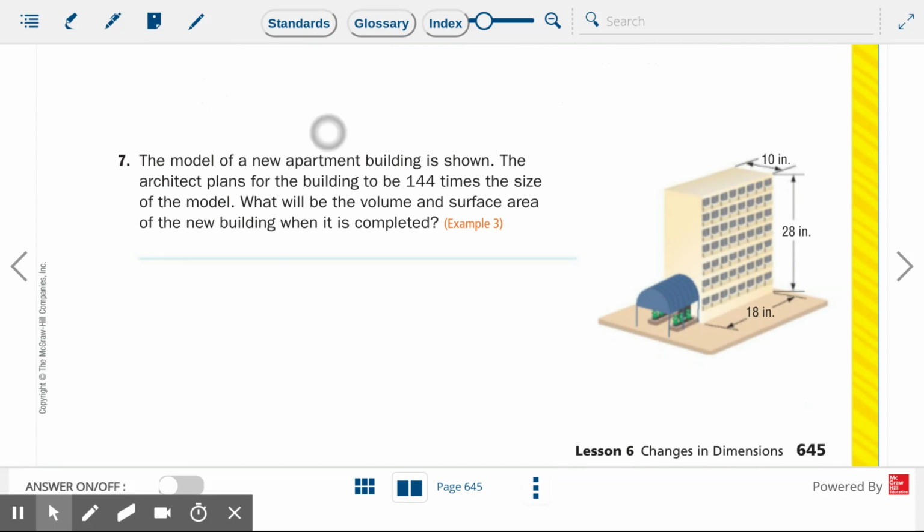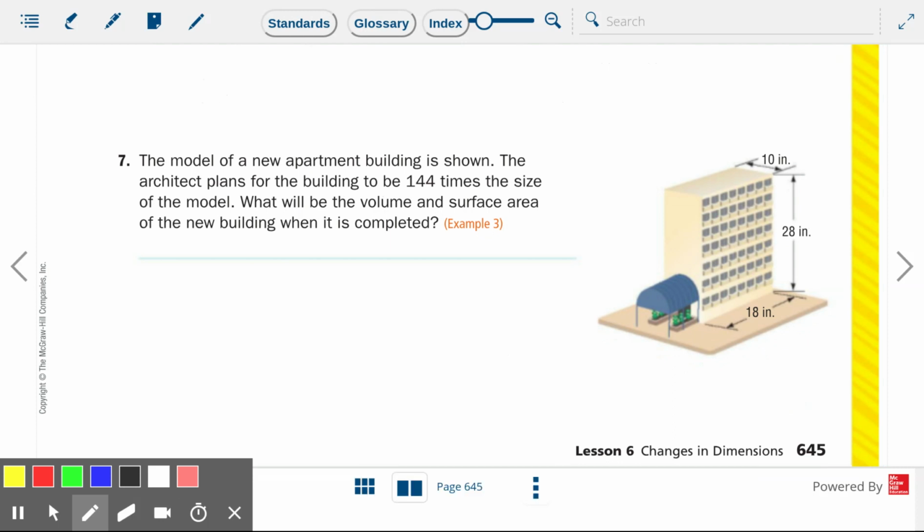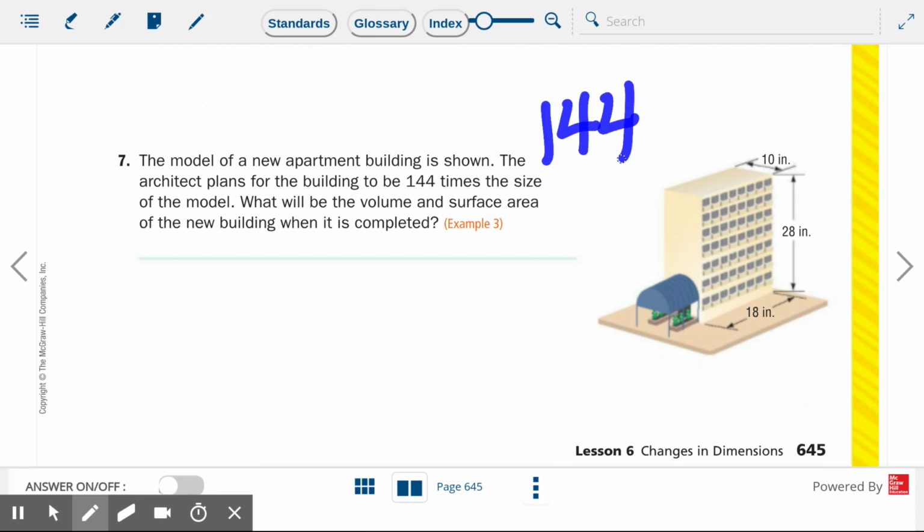This one is the trickiest one. You should maybe work on this first and see how it goes. You can check your answer with Mrs. Lagervard and see what you think. This one says volume and surface area of this new building when it's completed. And the scale factor is enormous. It's 144. Just to review, so when you get that surface area figured out, you're going to do 144 squared, and then for the volume, we're going to do 144 cubed.